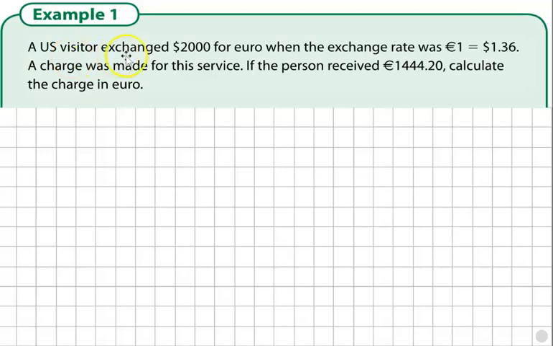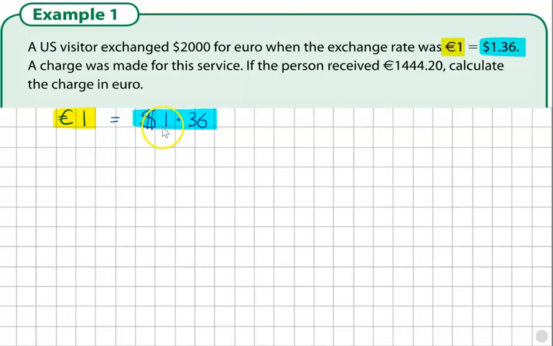Example: a US visitor exchanged $2,000 for euro when the exchange rate was €1 equals $1.36. A charge was made for this service. If the person received €1,444.20, calculate the charge in euro.